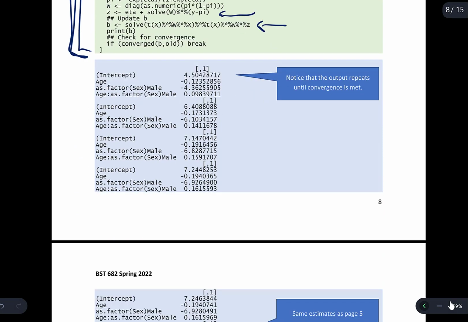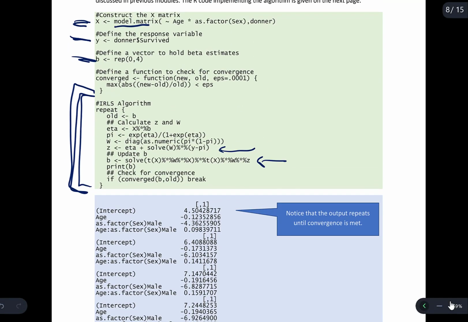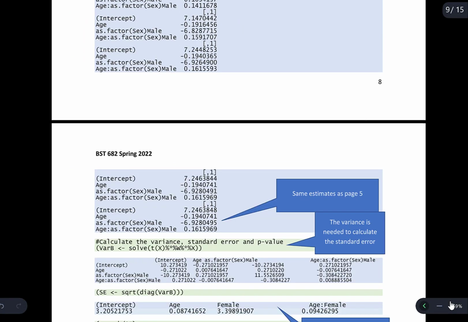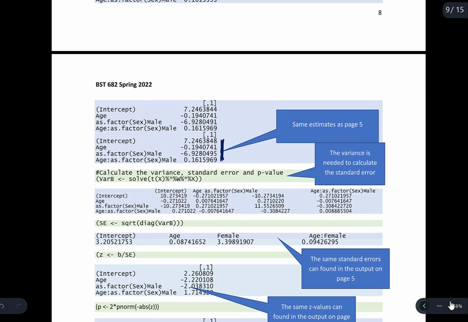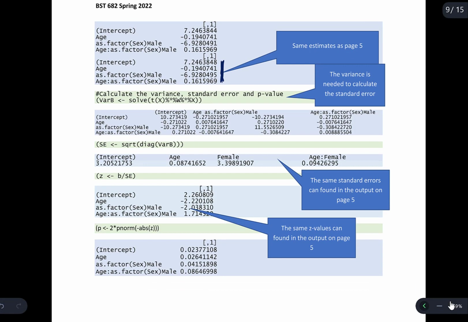And then what's going to happen is the output is going to repeat until convergence, and convergence is actually defined by this little function right here. And what you'll notice is you actually end up with the exact same estimates from page 5. You could go on to calculate the standard error, the test statistics, and the p-values, and those are included here for you to look at.